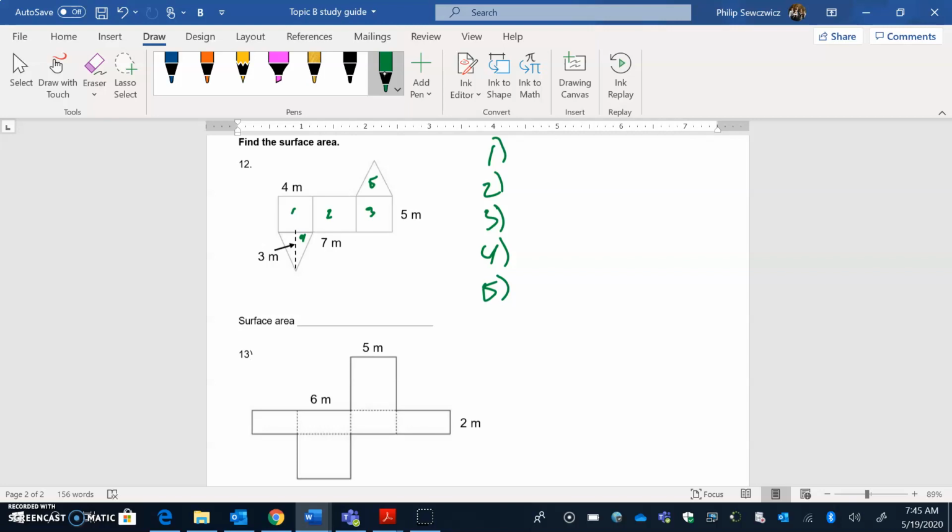For example, if this is a 5 going straight up and down, this must be a 5 over here, which tells me for rectangle number 1, it's 4 wide, it's 5 tall. So 4 times 5 gives me 20.